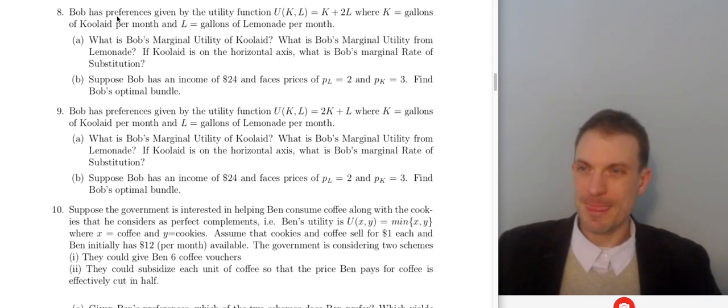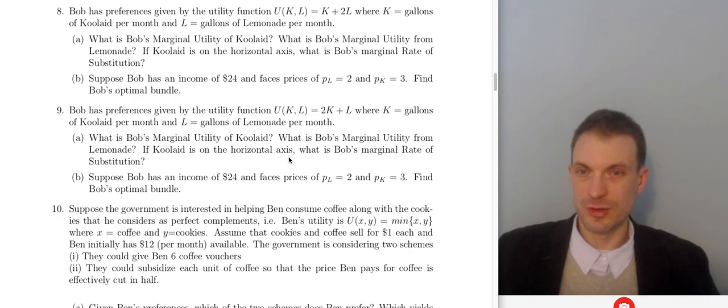Anyway, so Bob has preferences given by his utility function, where K is gallons of Kool-Aid, L is gallons of lemonade. Okay, perfect subs, good. We're just saying we're going to put Kool-Aid on the horizontal. We're going to put lemonade on the vertical. Yep, I wrote it the intuitive way. Here's the income, here's the prices. Good. And then I change it.